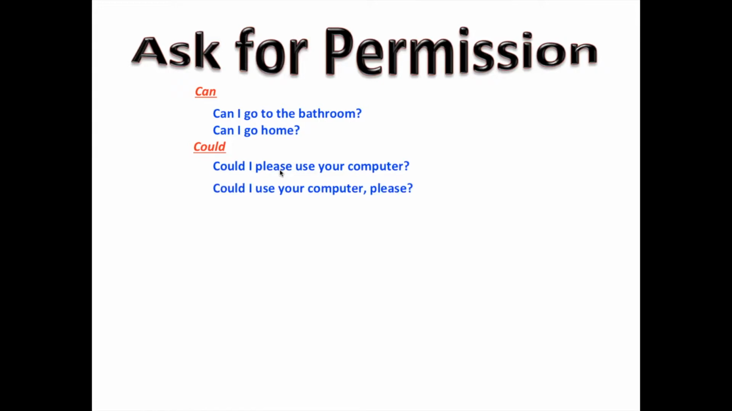Now we have another example which is basically the same, which is putting the word please at the end of the sentence, of the question. Instead of putting it between the subject and the verb, we're just putting it at the end of the question. We're just emphasizing please in a different way. Could, don't forget, is more formal than can.